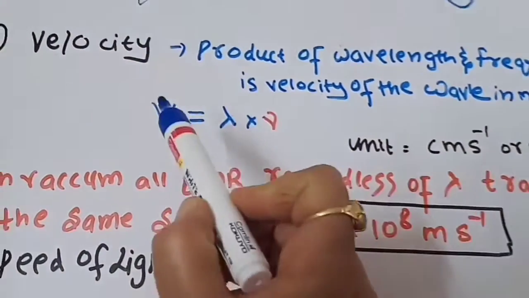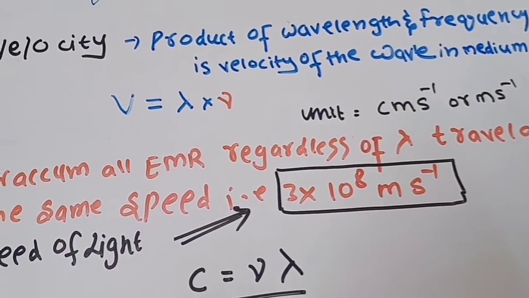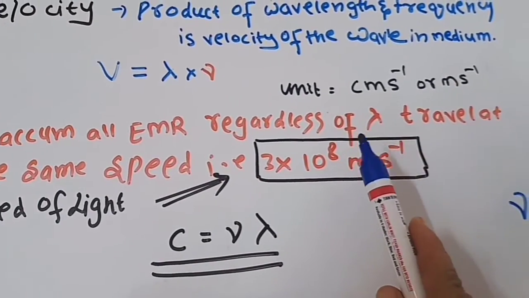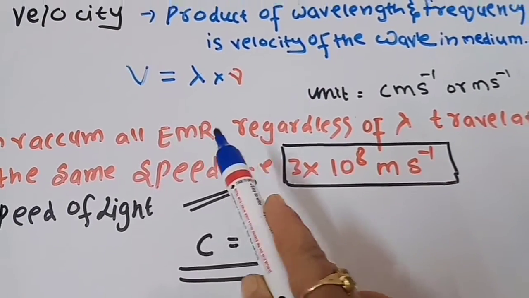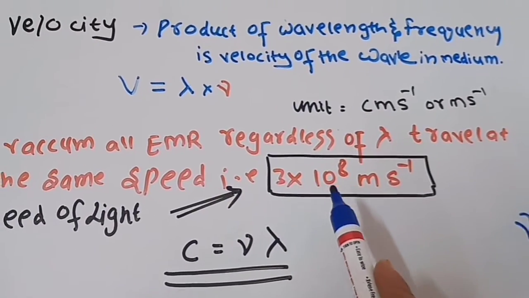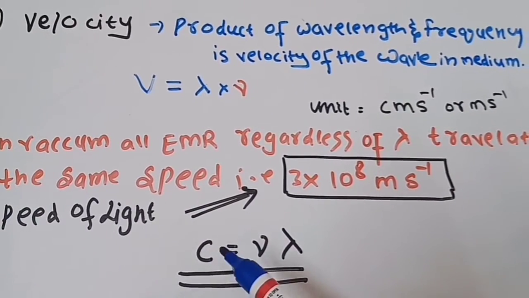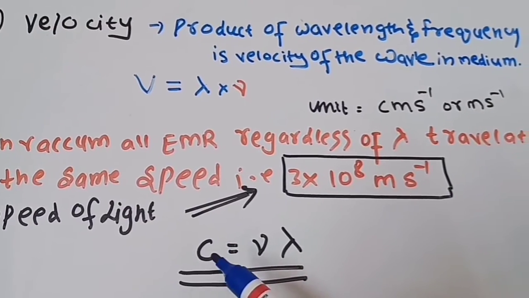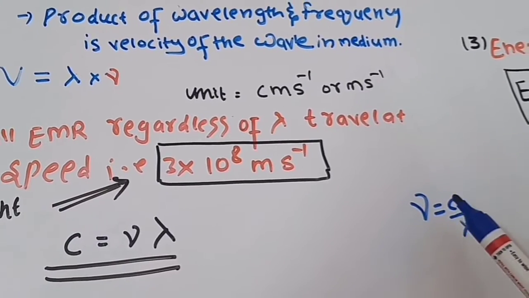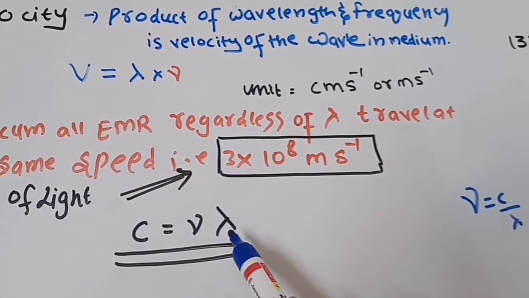Students, as we all know, velocity is a vector quantity, so it has both magnitude and direction. In a vacuum, regardless of the wavelength, all electromagnetic radiations travel at the same speed, that is the speed of light, 3 into 10 to the power 8 meter per second. We also use the velocity C here in the vacuum. That is a relation we already know: nu equals C upon lambda, and we can also write it in the form C equals nu into the wavelength.